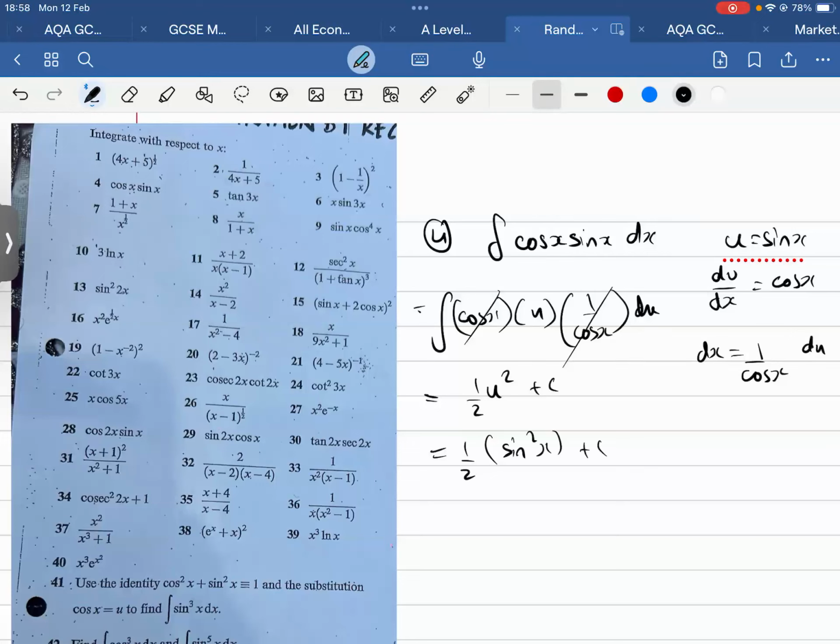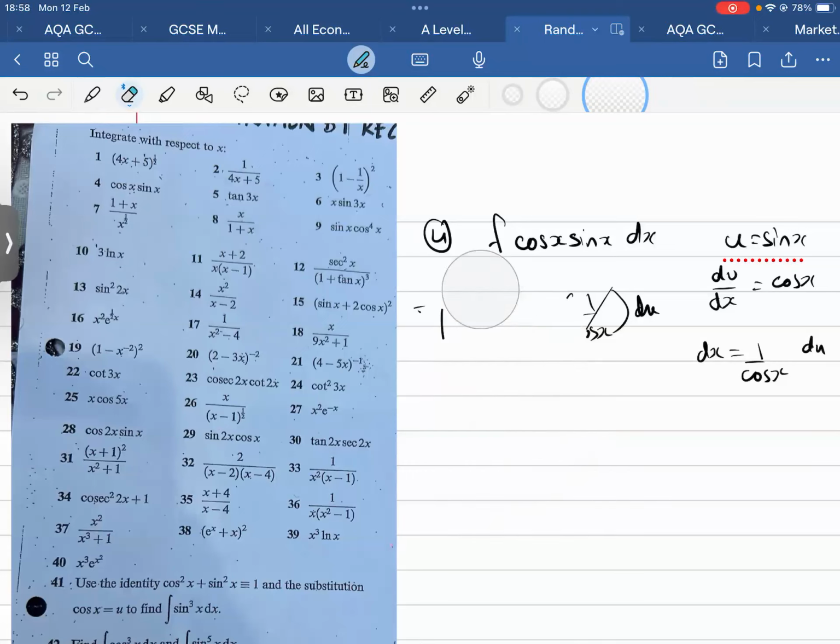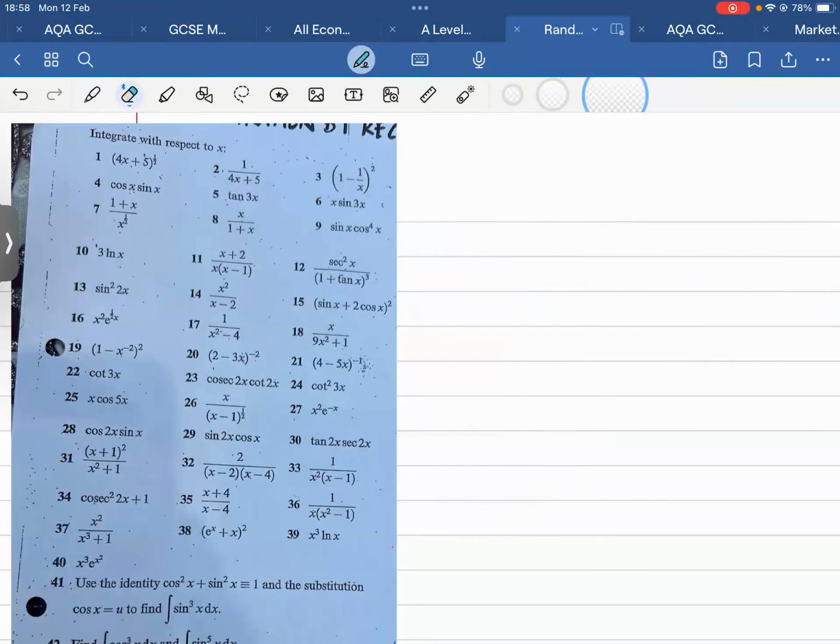If I did u as cos x, it would become minus sine x. So it would be -1 over sine x. So the sine x would cancel as well. It would be the same thing. The second method is this trig identity. I would not do it because it's hard to even tell, but you should try and remember it for the hard ones.